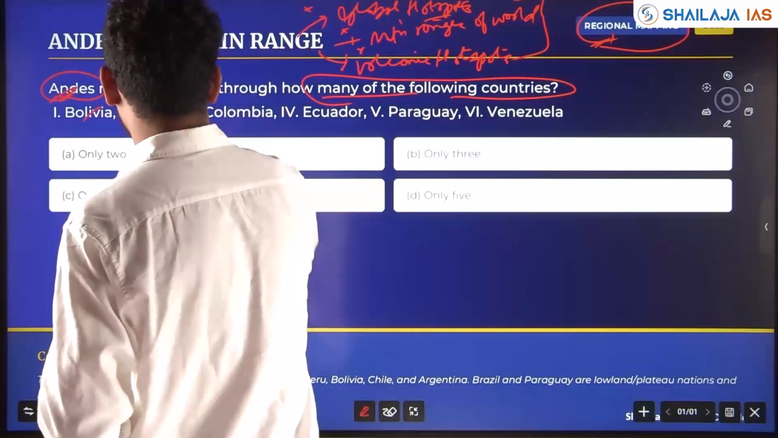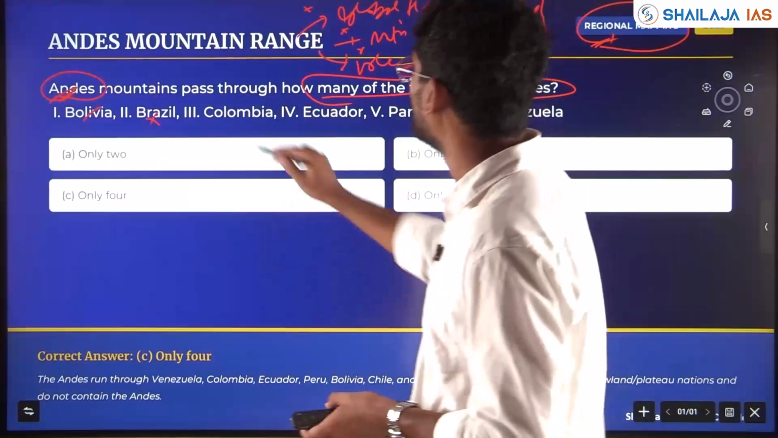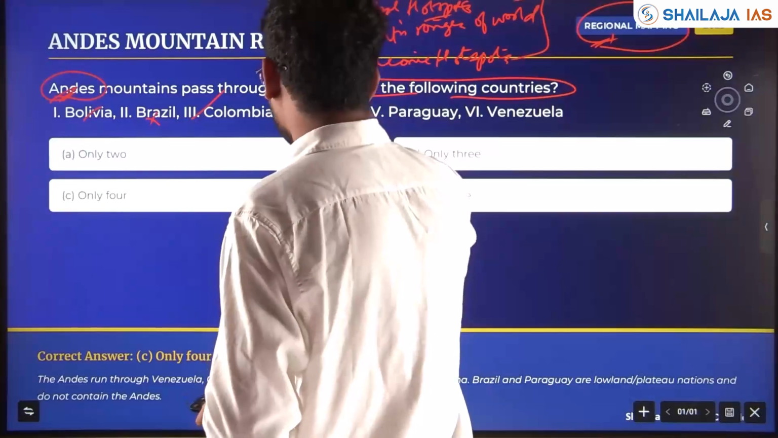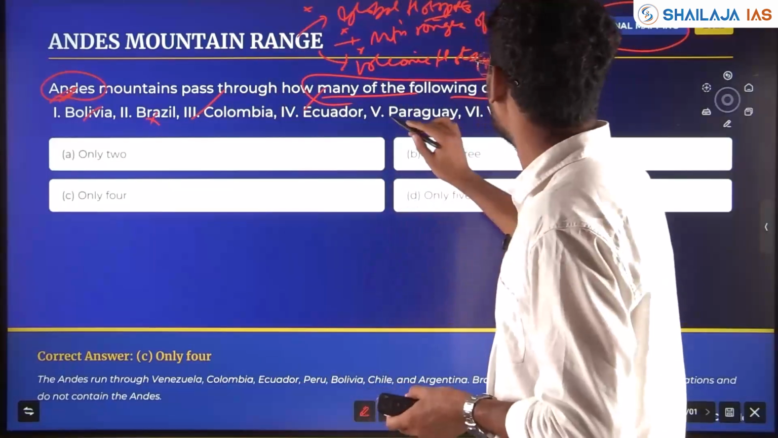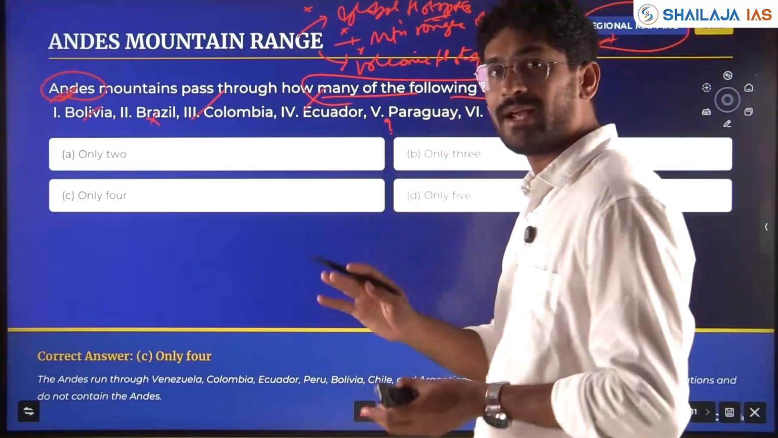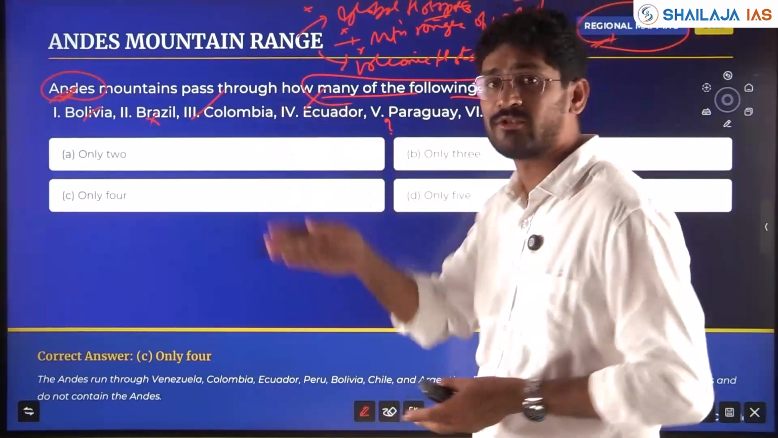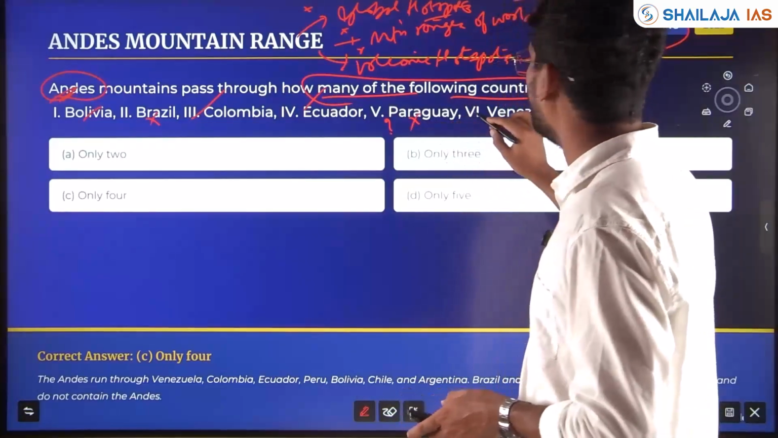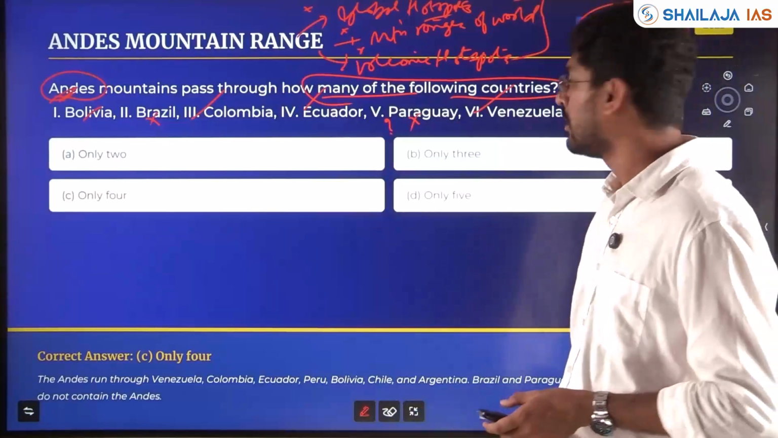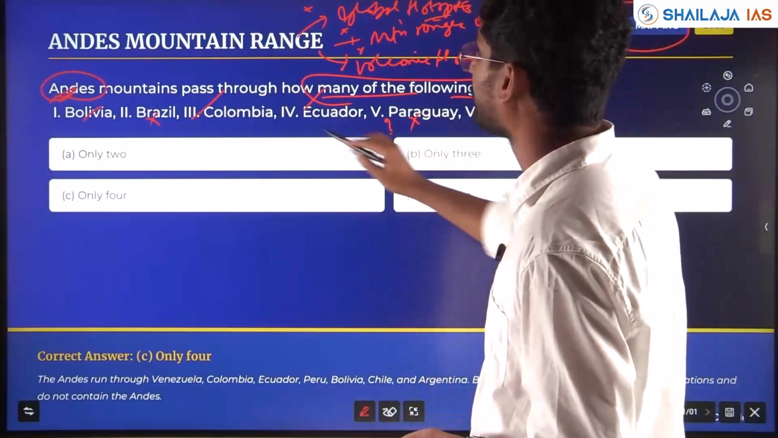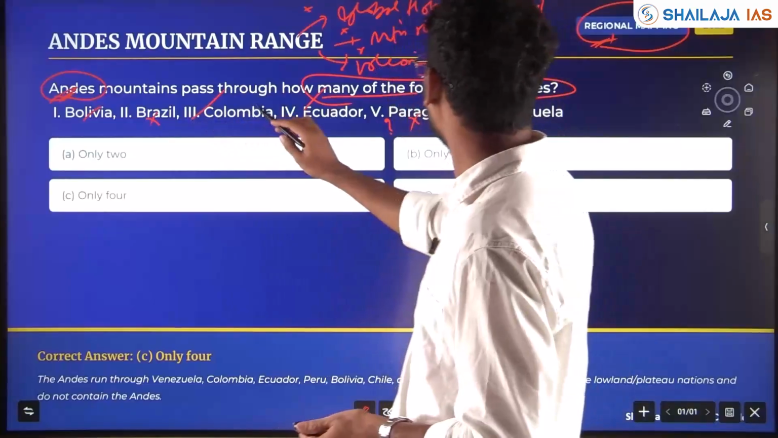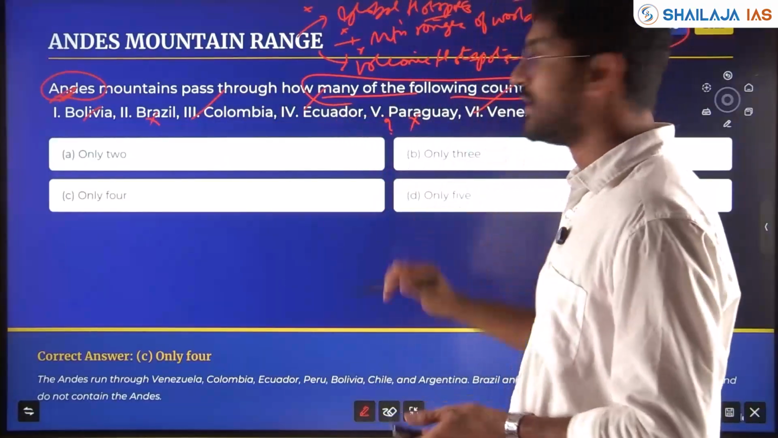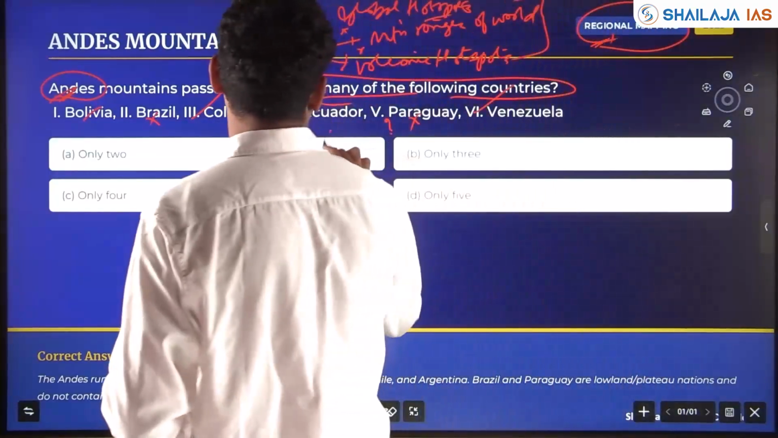Bolivia, Brazil, is it Brazil? No. Colombia, Ecuador, is it Paraguay? Paraguay again is in the eastern region. The Andes will go through the western and northern region of South America. Not Paraguay. Venezuela, yes. So Bolivia, Colombia, Ecuador, Venezuela: four out of six.